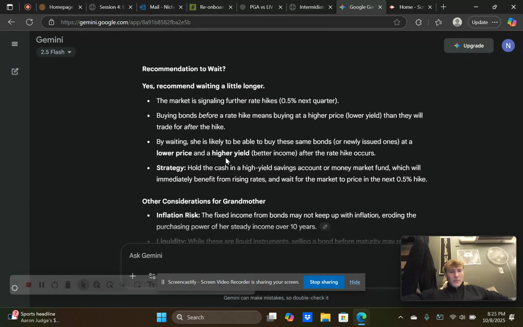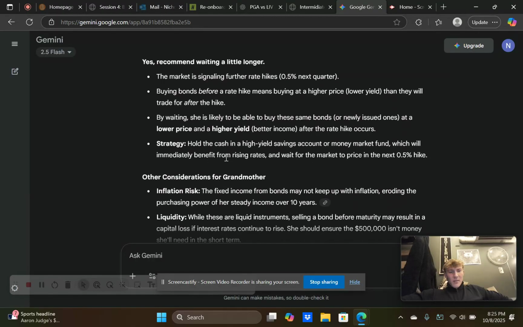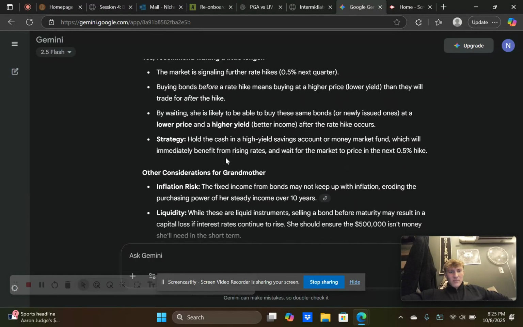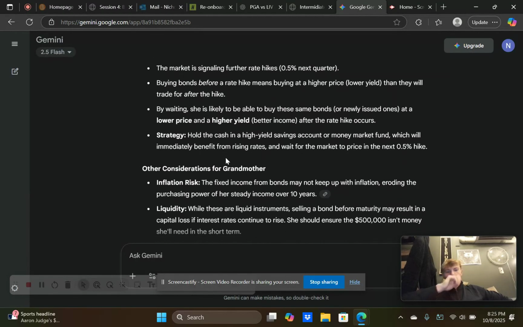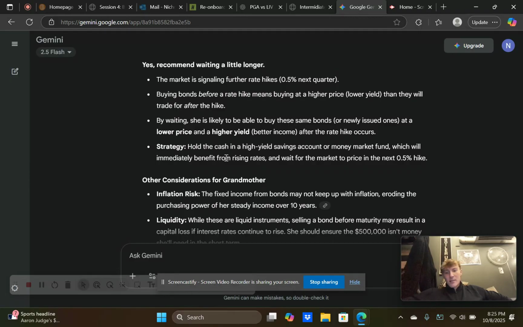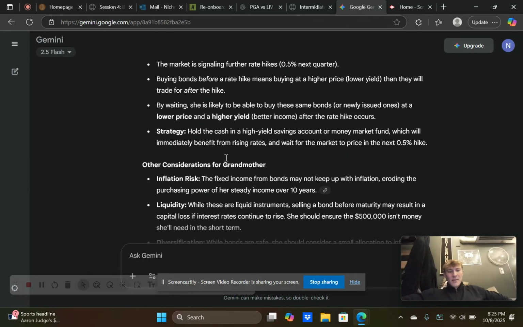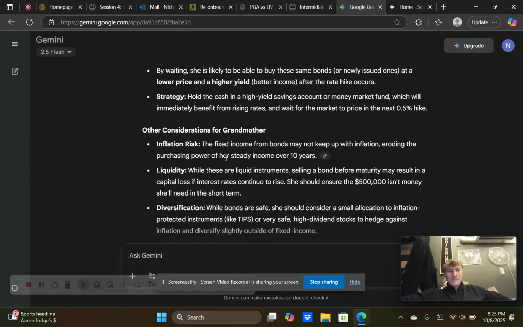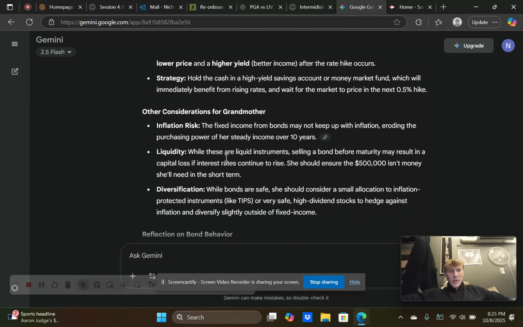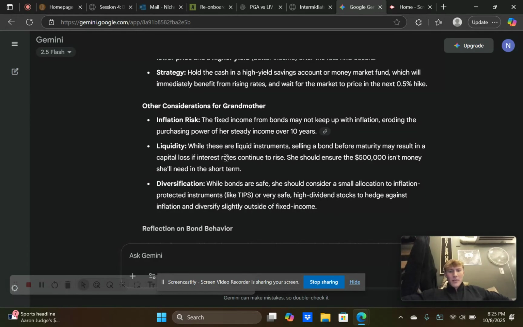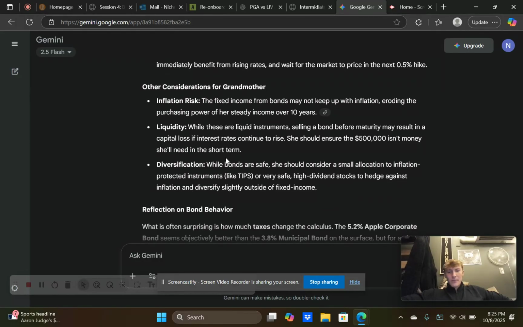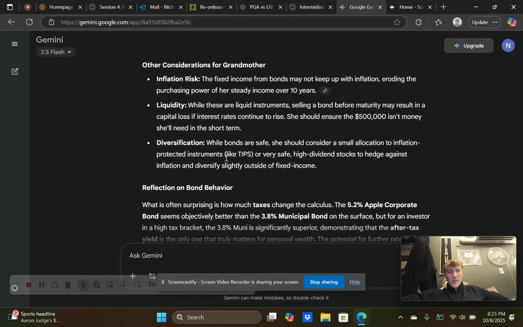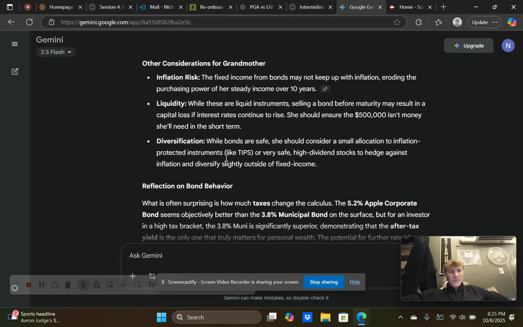So AI seems to recommend waiting a little longer, as the market is kind of signaling for further rate hikes. They literally tell us it might rise 0.5% in the next quarter, which is what we'd like to see, to increase our yield on better income. So kind of hold the cash in high yield savings accounts, with hopefully the spikes in yield percentage will increase our cash flow.